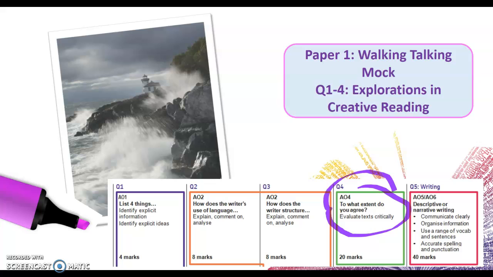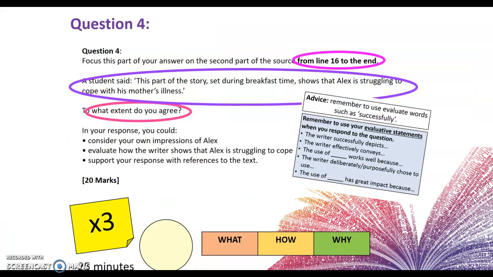Question 4, it's the 20 marker, but if you remember, this is the one in paper 1, it asks you to what extent you agree with a statement. In this case, it's asking you to look at lines 16 until the end. And the statement says that a student said, this part of the story set during breakfast time shows that Alex is struggling to cope with his mother's illness. To what extent do you agree?